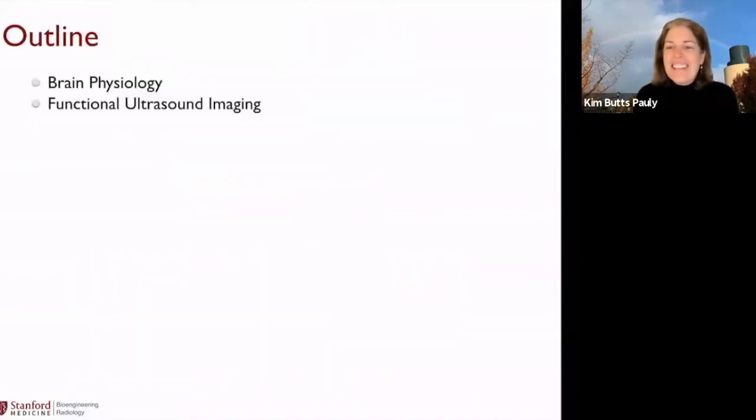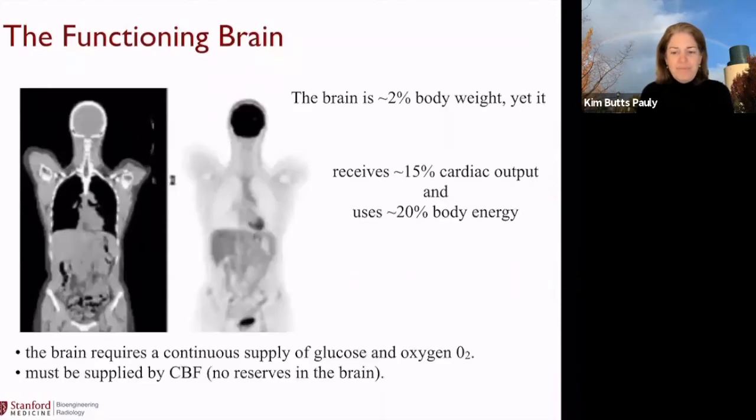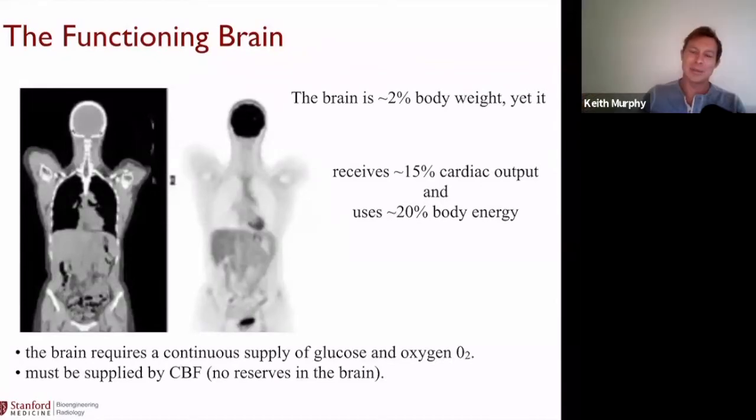What we want to do today is just briefly talk about a little bit of brain physiology, and then we're going to get into functional ultrasound imaging. Okay, so let's talk a little bit about this because you mentioned this in the very beginning, Keith, in your first lecture. Did I say 2%? So people say between 2 and 5. There are different numbers. But yeah, the brain represents a small amount of matter in our body, but for some mystical reason, it's consuming up to 20% of all our energy.